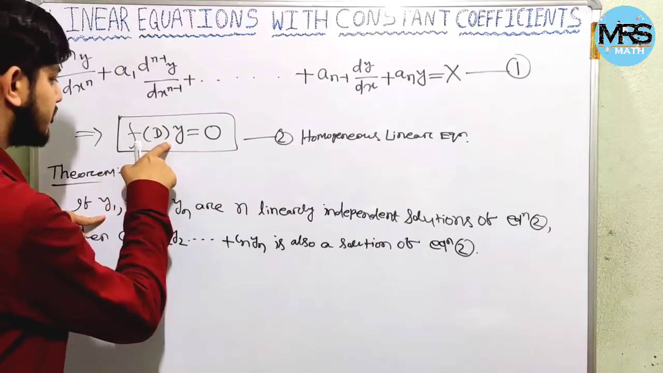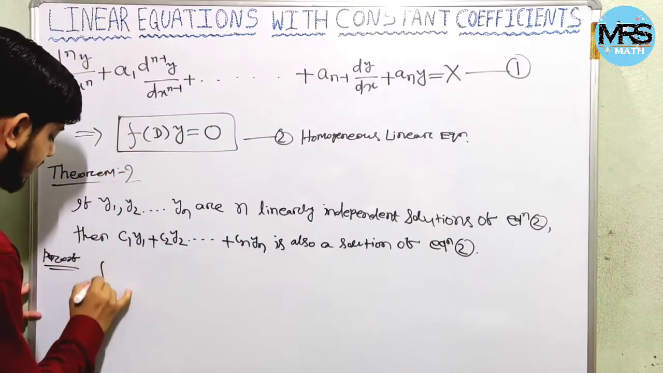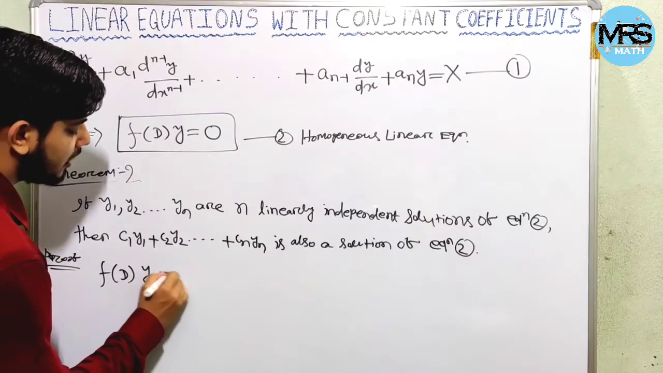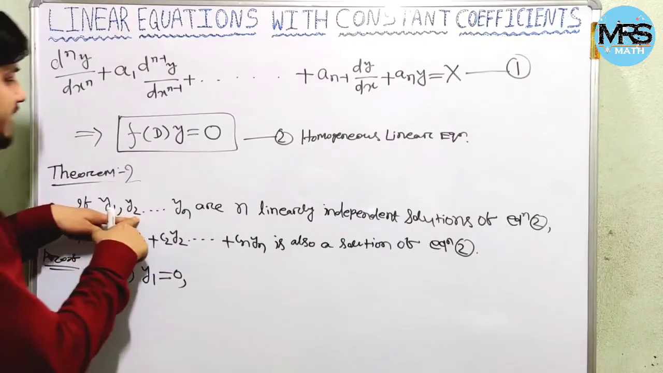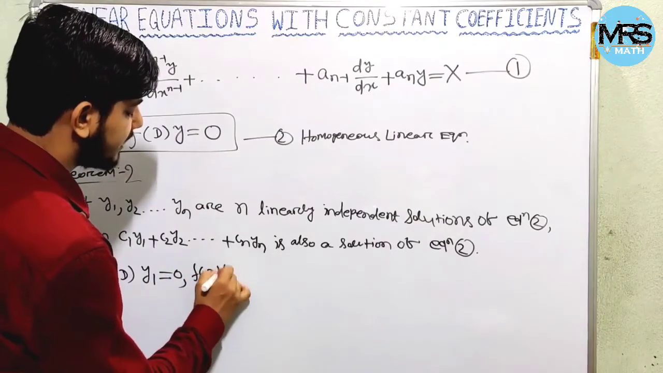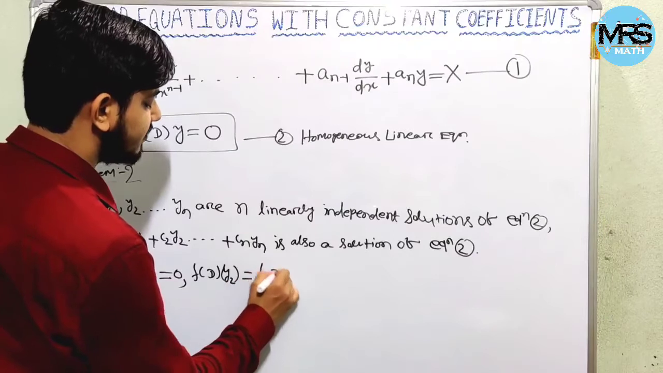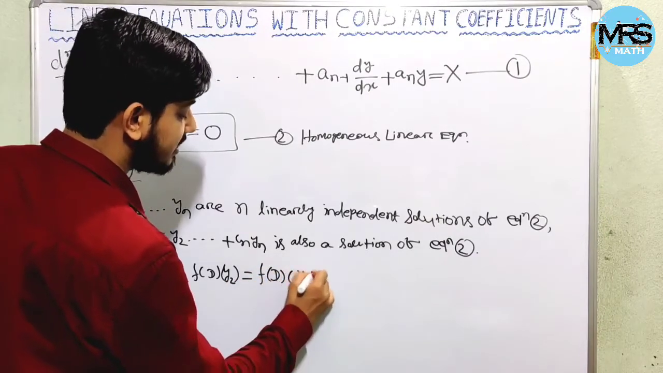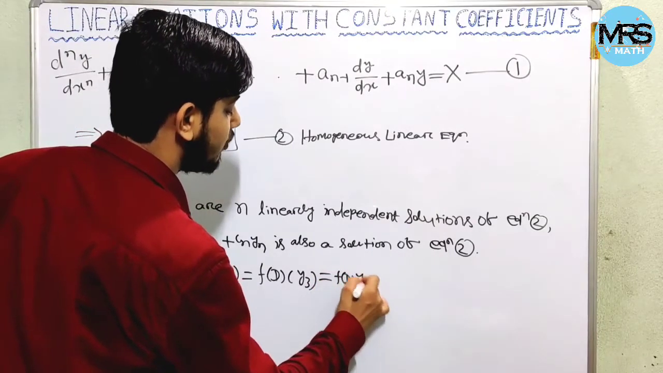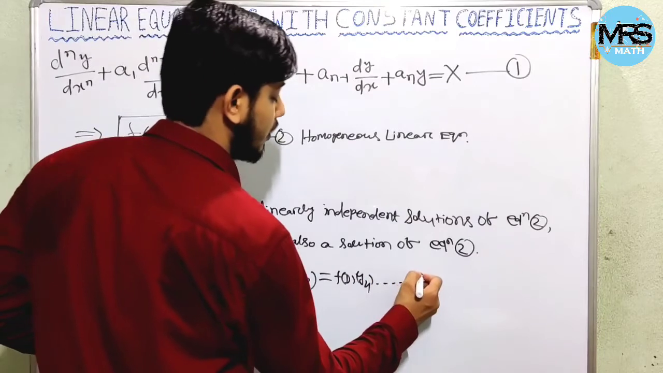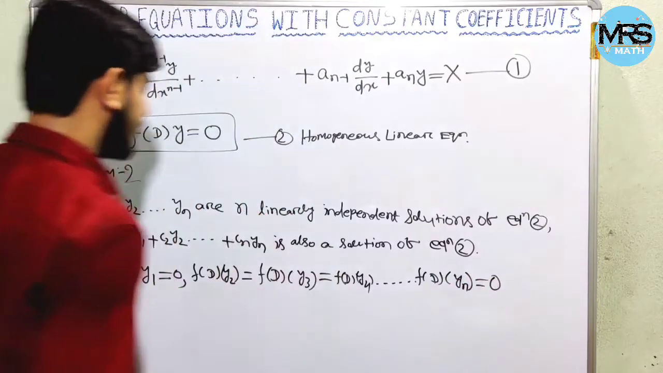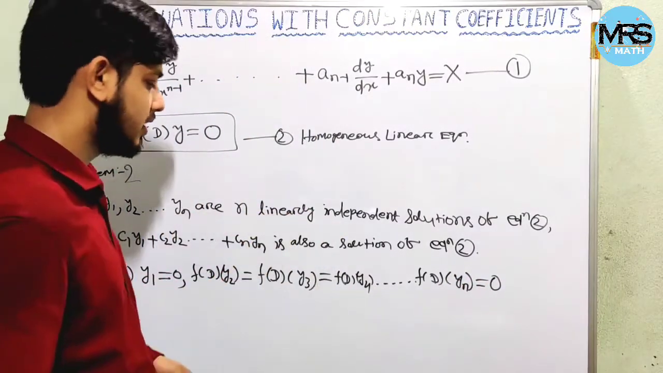y1 is a solution of equation 2, right? So we can write f d y1 equal to 0. Similarly, y2 is also a solution of this equation 2. We can write f d of y2 equal to f d of y3 equal to f d of y4, up to f d of yn equal to 0. We can write from this statement.